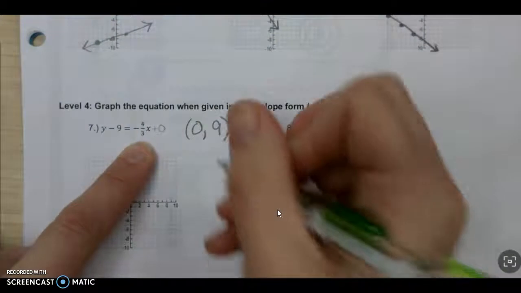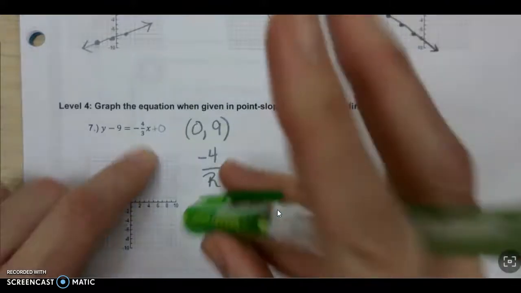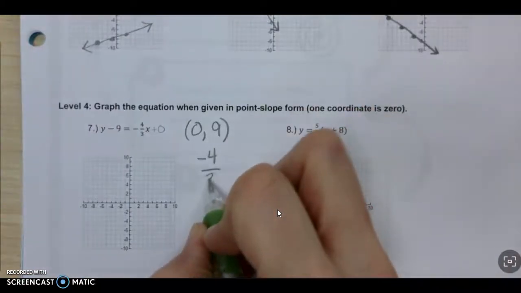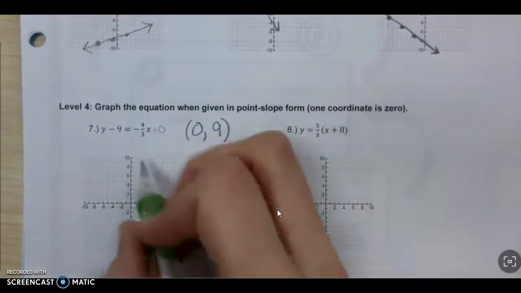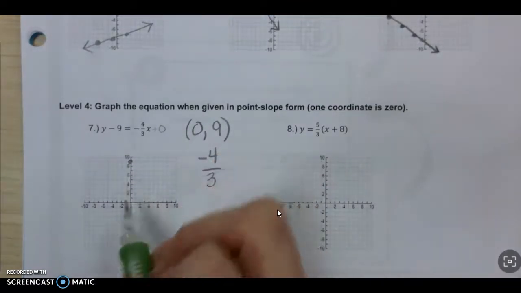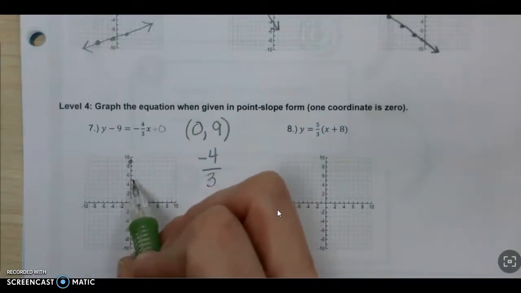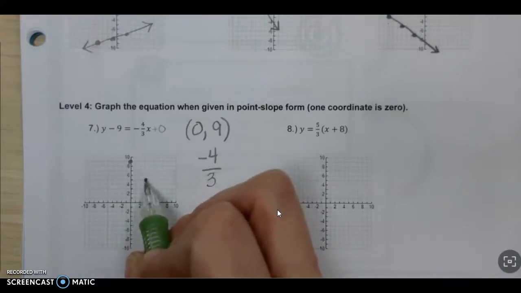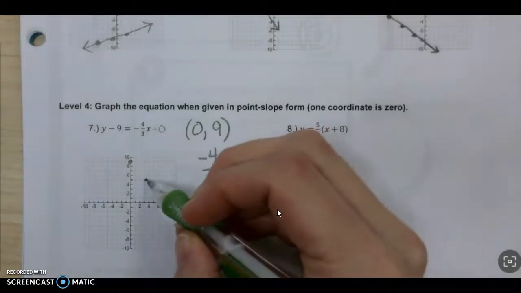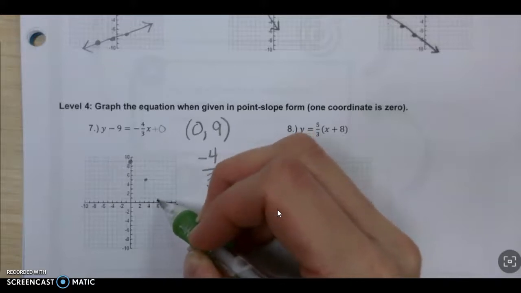And then from there, I'm going to go down 4, and then to the right 3, sorry. So 0, 9 is up at the top of the y-axis here. And then we'll go down 4 and right 3. Down 4. Right 3.